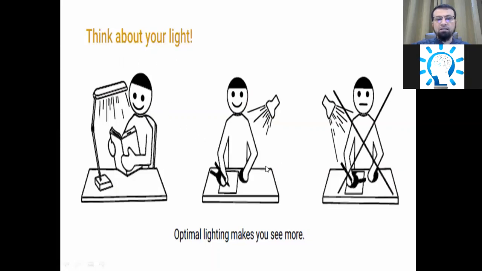When using the light, this position is not recommended, to have the light from the right side while the patient is writing, because it will make a shadow for the patient. This position is good, opposite to the hand which is holding the pen. And this position is good also. The light should not be in the eyes of the patient. It should be on the task, on the book that the patient is reading.